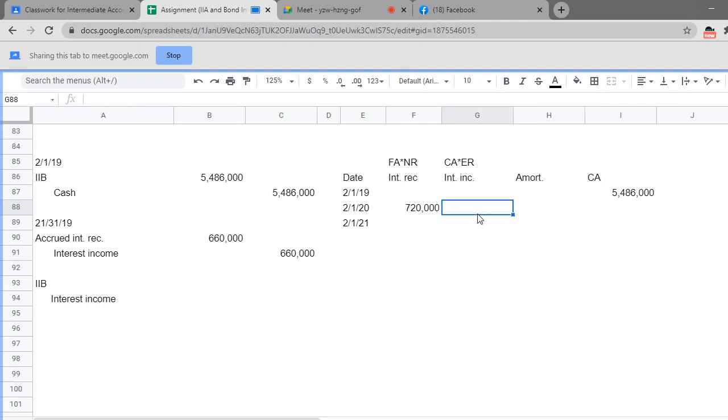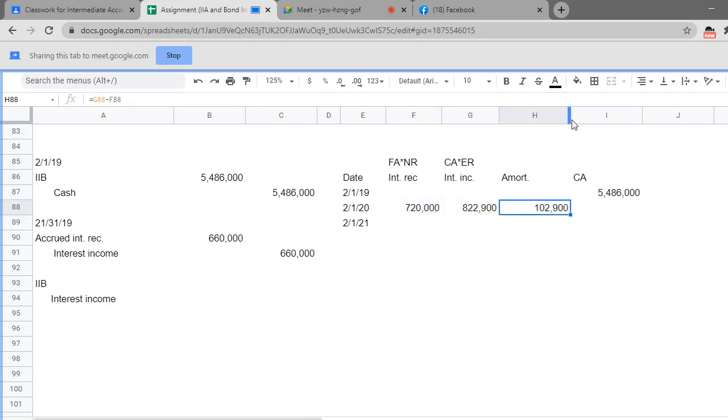And the effective rate, however, is your updated carrying amount times how much is your effective rate? Your effective rate is 15%. So for 1 year, that would be 822,900. The difference between these two is your amortization.